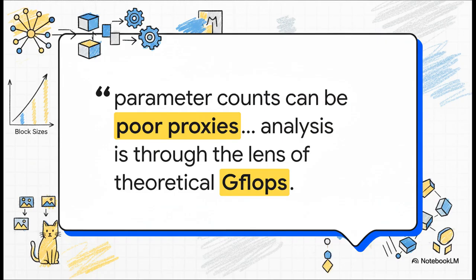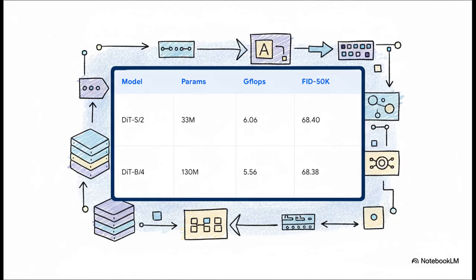That's a terrible metric, especially for models like this, where the amount of actual work the model does depends so much on things like the length of the token sequence. They say, forget parameters. We should be looking at G-flops, the actual floating point operations in a forward pass. That's the real measure of complexity. And this table just drives the point home perfectly.